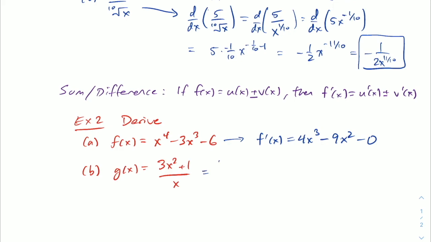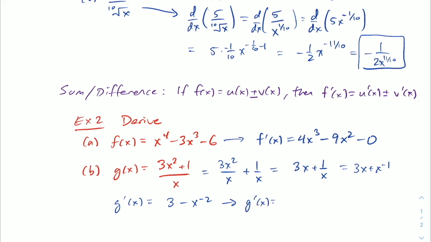To take the derivative of the second function, I need to write it as a sum or difference. So the first thing I'm going to do is divide both terms in the numerator by that denominator. That's just a property of fractions. Now I can simplify. All right, so now I'm ready to take the derivative. The derivative of 3x is 3. The derivative of x to the negative 1 is negative x to the negative 2, which I can rewrite as 3 minus 1 over x squared.